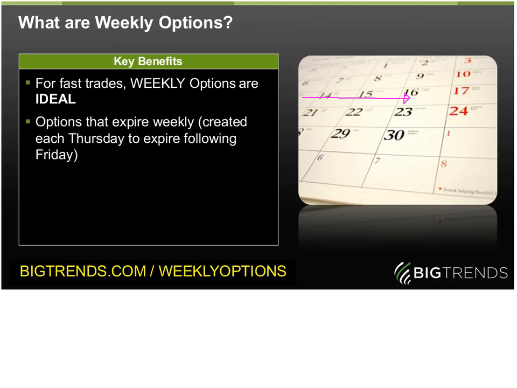I know a lot of you day trade or swing trade, so we focus on how we can, in essence, create a stock-like position and control that stock for a period of a day to maybe 5 trading days maximum. Usually we're in and out in 2 or 3 trading days. But the beauty is now every Thursday, they're listing weekly options to expire the following Friday.